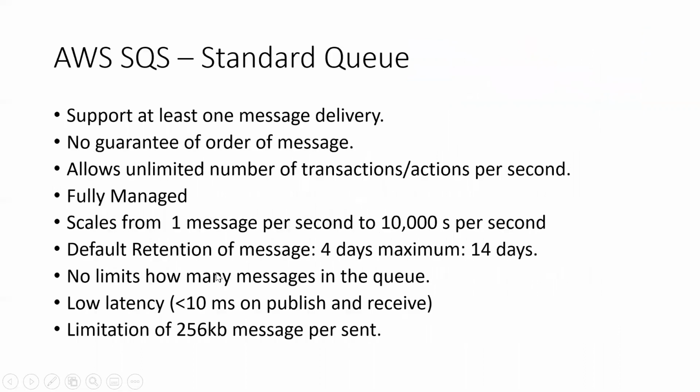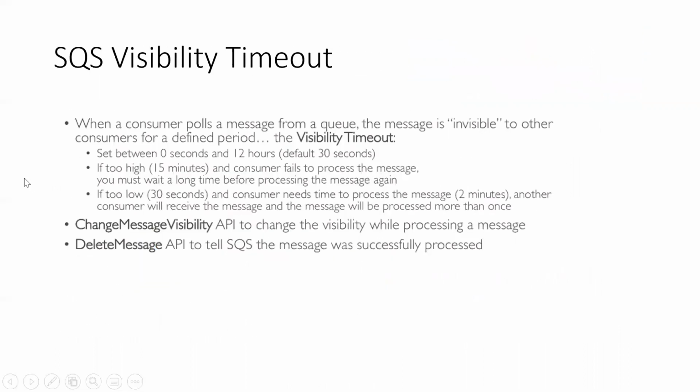You can set it between 0 and 12 hours, as I said, and the default timeout is 30 seconds. If you set it too high, let's say 15 minutes, what happens is that the consumer sometimes fails to process the message. It might see that the message is there, but it is not able to process it, because it has to wait for a time and then re-poll and reprocess it. By the time it tries to process that message, it does not receive the message, or when it polls, it gets a new message. So it tries to pull that new message.